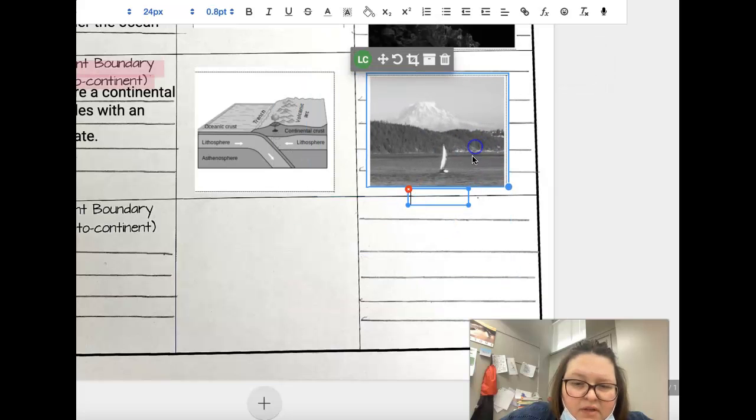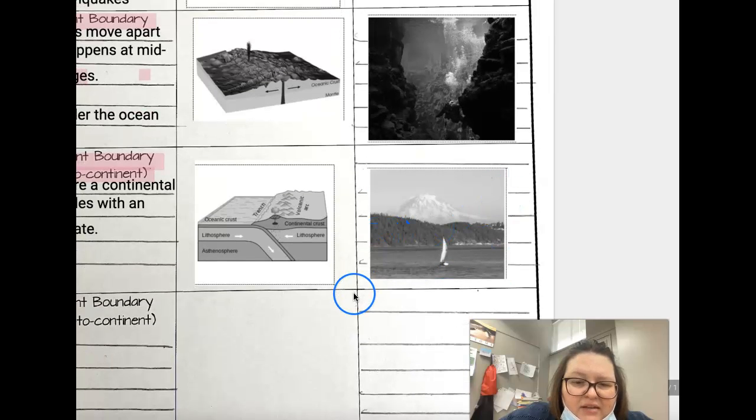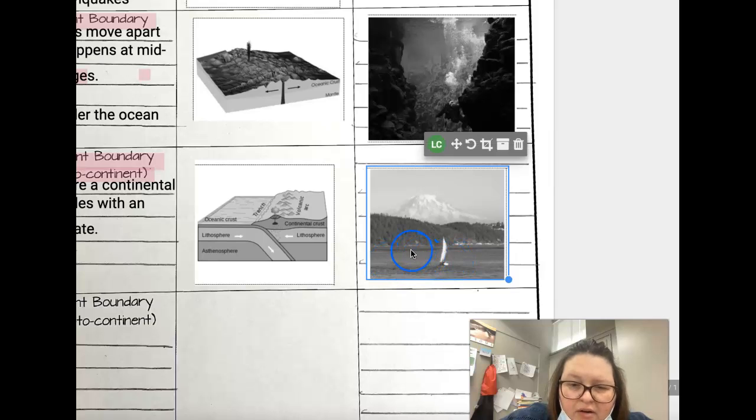There you are. What I need you to notice about this picture is that there is, of course, ocean water. There's a sailboat, and this dark line that you see in the background represents a trench. You cannot see it. It's underneath the water. A trench is what you get when a continental plate collides with an oceanic plate.